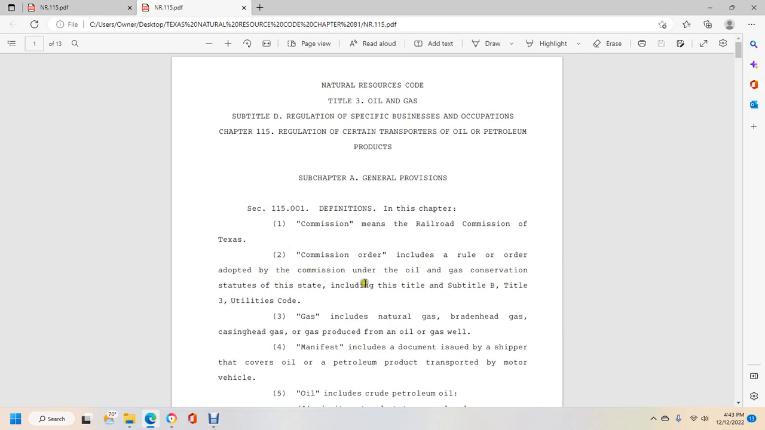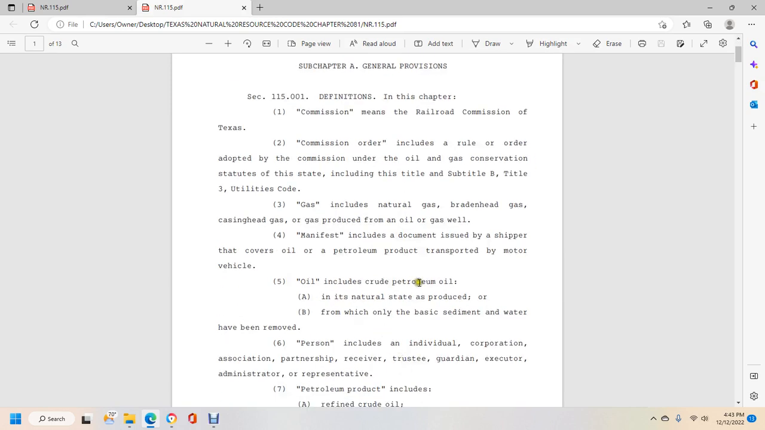the oil and gas conservation statutes of the state, including Title 3, Subtitle B, Utilities Code. Gas includes natural gas, casinghead gas, and gas produced from an oil or gas well. Manifest means a document issued to cover a trip through the transport of oil or petroleum product by motor vehicle. Oil includes crude petroleum oil in its natural state as produced, from which only basic sediment and water have been removed.